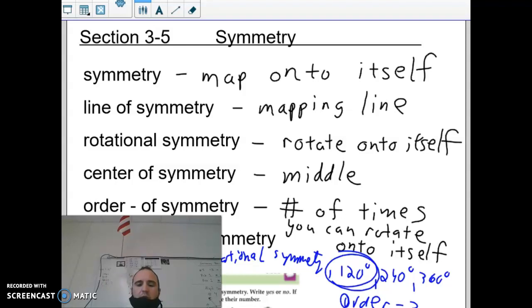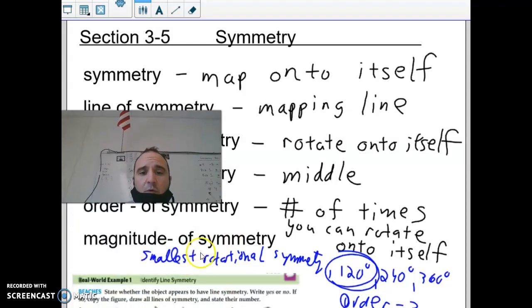So here's a triangle and it rotates. Here's rotational symmetry 1. If this was an equilateral triangle, 2 and 3. So that would be the order is 3. The magnitude, and that's the numbers here. So magnitude is the smallest rotational symmetry you can get when you're getting your order. So when it turns, it stopped at 120. It's the same as where it started. 240, it's the same as where it started. And 360. So the order is 3, and the magnitude is 120.